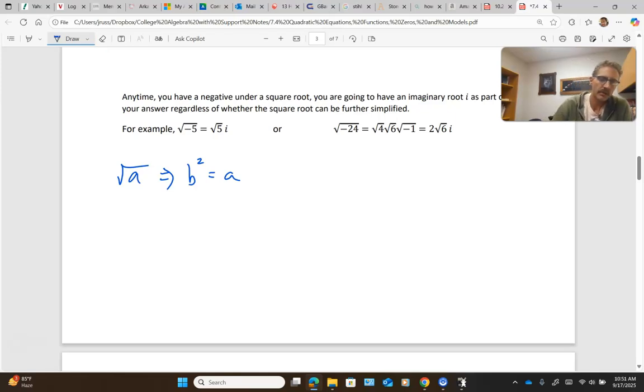Okay, so when we talk about the square root of 25, it's 5, because 5 squared is 25. So taking the square root of a number is the opposite of squaring it. Those are inverse operators. And then I'll give you another example. What would the square root of 49 be? Well, that would be 7. Okay?